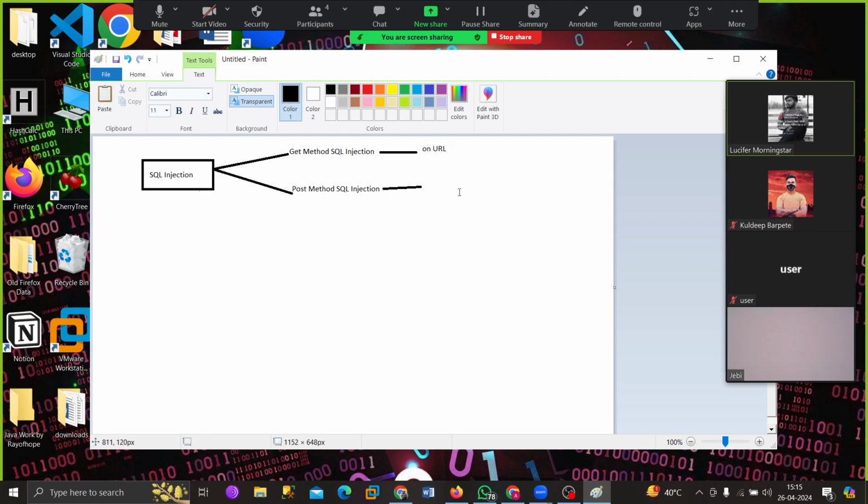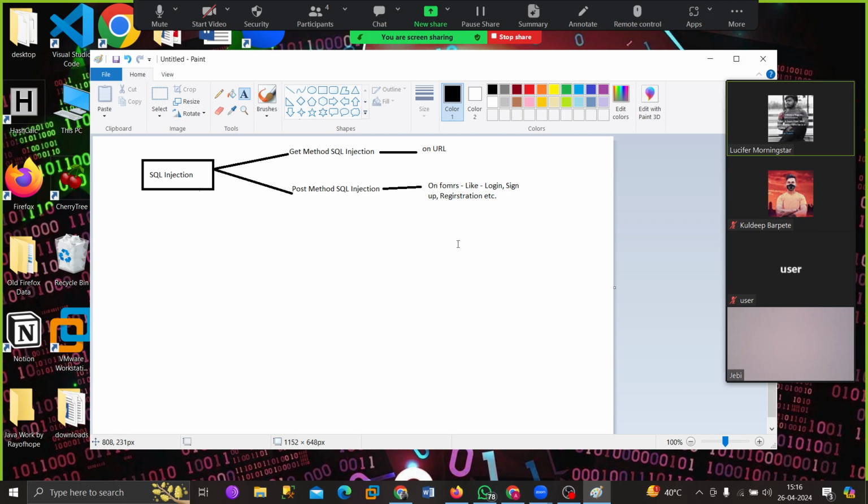the URL. The second is on forms like login, sign up, registration, etc. You got it? Forms consist of the data of the customers, right? So over there we perform the POST method. This should be clear.